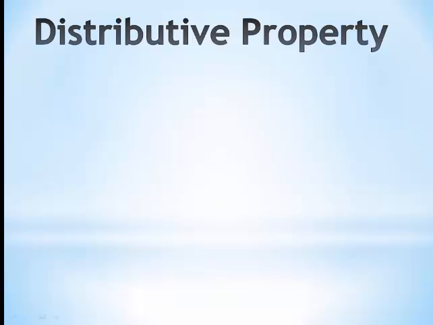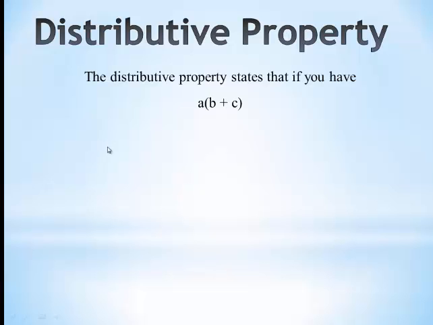All right, the next thing we're going to talk about is the distributive property. The distributive property states that if you have something that looks like this, with a number on the outside and two numbers on the inside, being separated by a plus or a minus sign, it's the same thing as doing AB plus AC. You should pause and write that down.